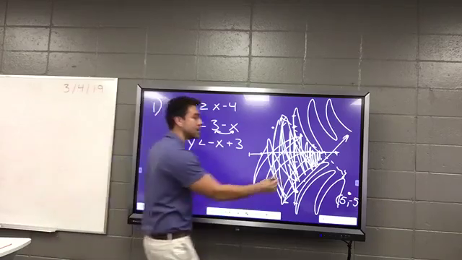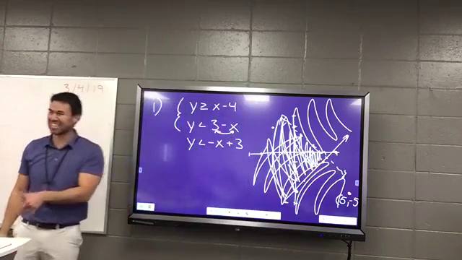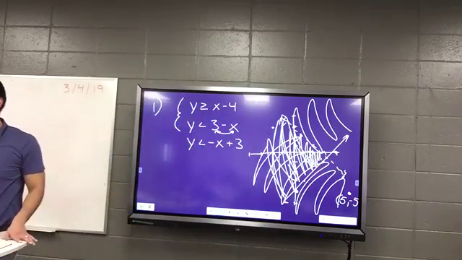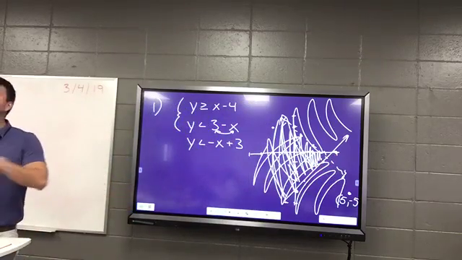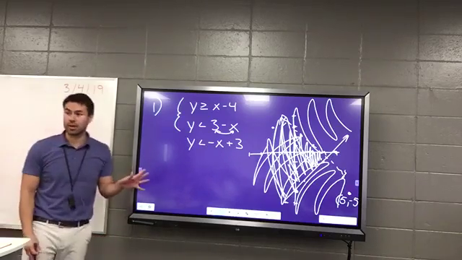You know what? That's because this line hits this point right there. So get one more point that's not going to hit either one of them. Yeah, so which one's not going to work? I want a point that's not going to work on either one.